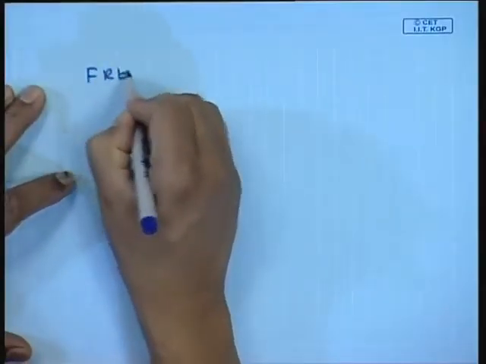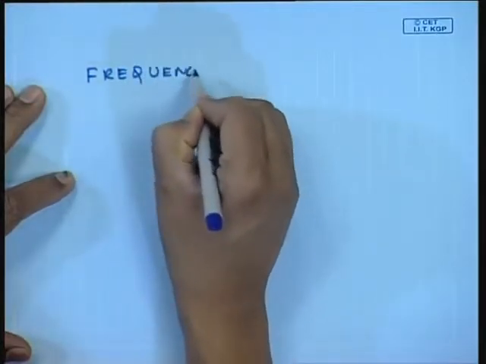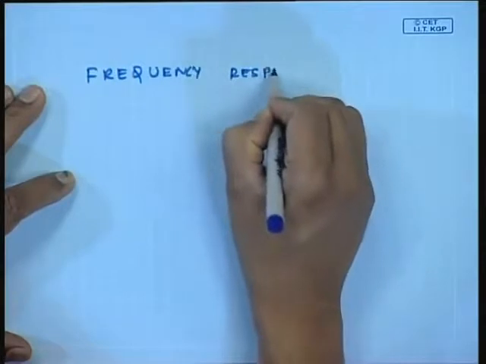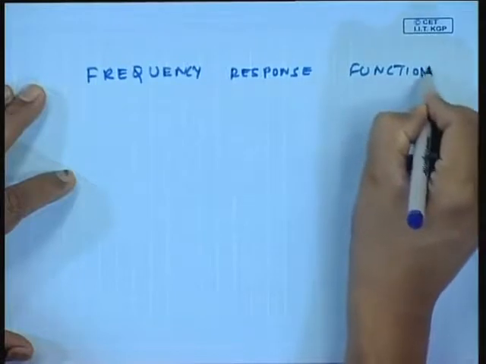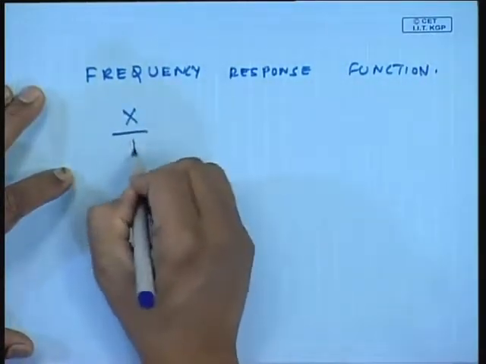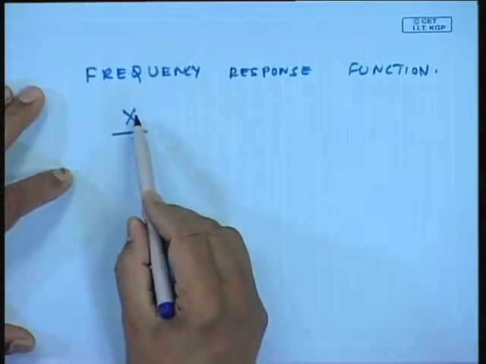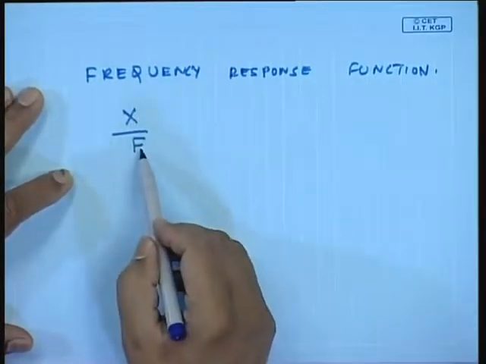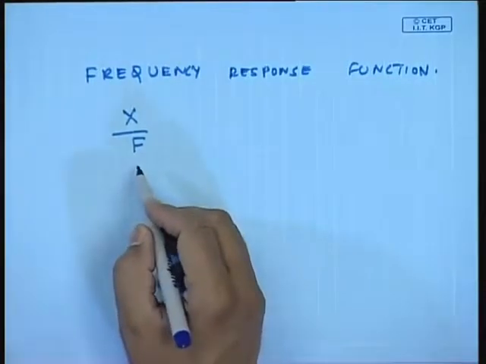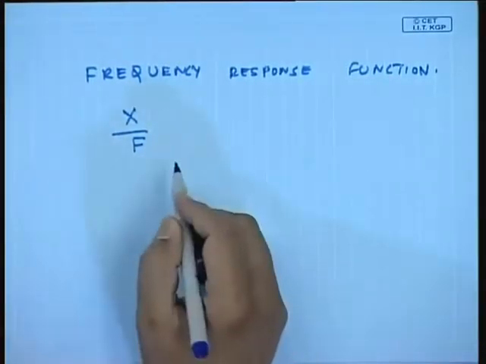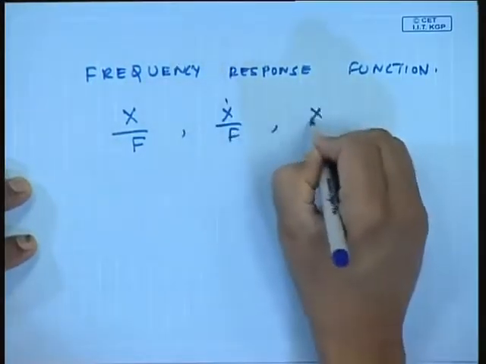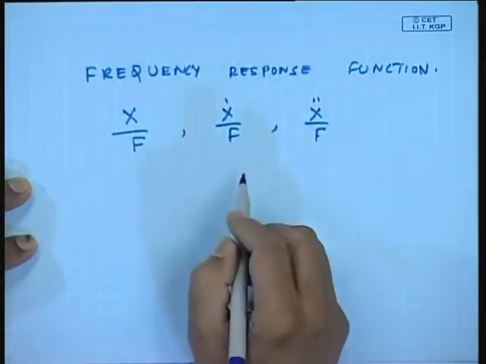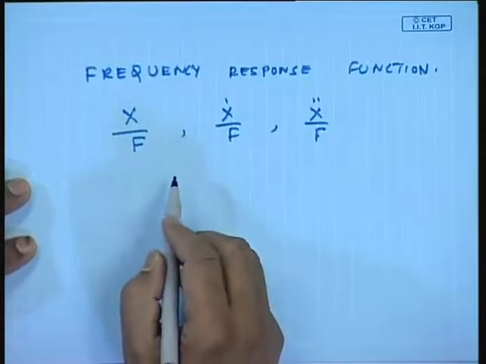Now, this frequency response function, which I had just denoted as X by F, means I have measured the response as a displacement and the forcing function as F. There are many ways I could also have represented them. For example, it could have been x dot by F, it could have been x double dot by F. And there are some names associated with it.